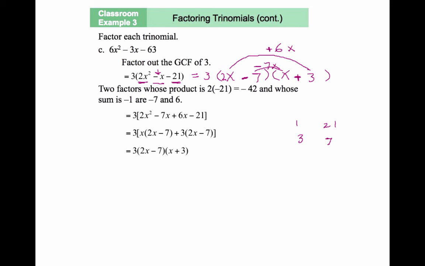So you can use the trial and error method, and when you do that, sometimes you have to switch these terms around in order to find the right combination, or again use the other method here and use factor by grouping. As you see, we get the same results here.